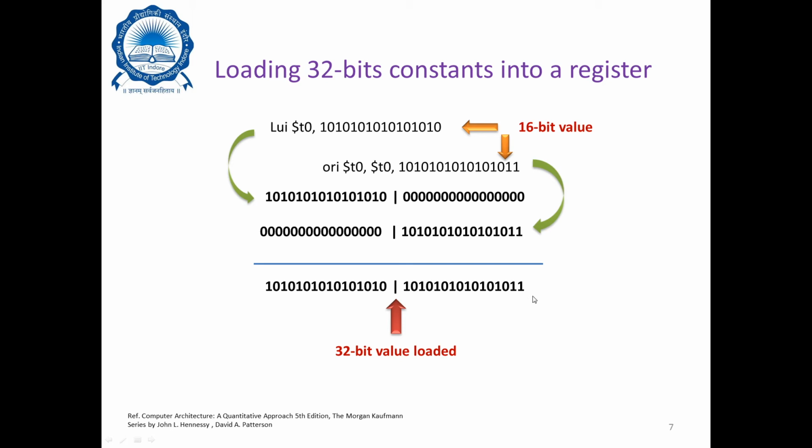And in the second line, after the execution of the second instruction, you see the lower 16-bit number has also now gotten into the register, which is given by 10 10 10 till 11. So the lower 16-bit comes here, and the upper 16-bit comes to the upper half of the 32-bit register due to LUI, and the lower 16-bit of the 32-bit constant comes due to ORI. Collectively, after execution of both, the register now holds the 32-bit value, which is given by the last binary number shown with the red arrow.